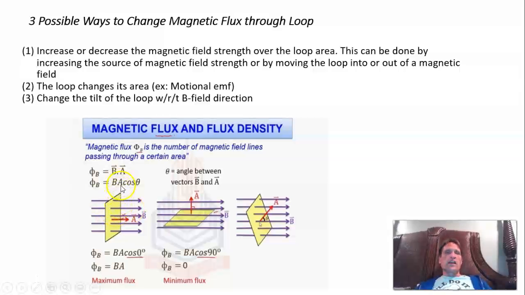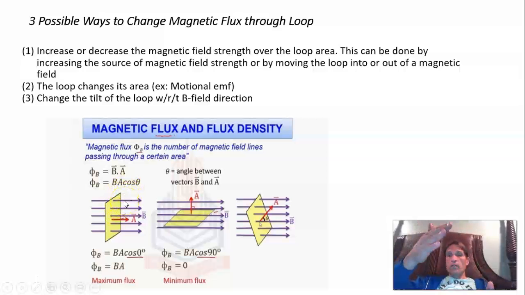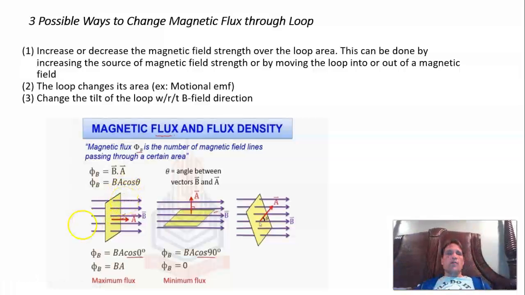You can change the area of the loop with time, and we observed that with motional EMF two lectures ago. Or you can change the tilt angle theta. In other words, one example is you rotate the loop with respect to the magnetic field. All of these can generate a changing flux, which gives rise to the current in a loop.